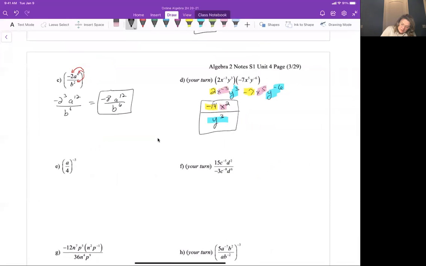All right, so multiply the negative 3 through. A to the minus 3 over 4.